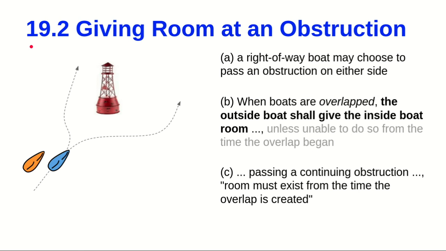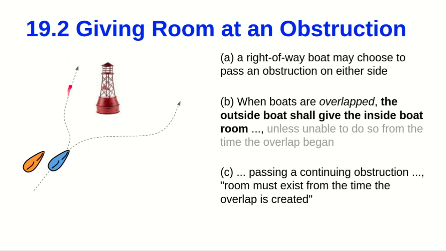Now that we know when Rule 19 applies, we can look at 19.2 to see what it means to give room at obstruction. So let's deconstruct this. A right-of-way boat may choose to pass an obstruction on either side. So here we have blue, the right-of-way boat, because orange is overlapped on the same tack to windward. Orange must keep clear of blue, blue is the right-of-way boat. Blue can choose to go either side of this obstruction.